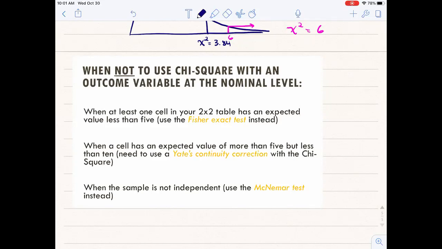So we check these assumptions, and if it doesn't work out, there's an alternative. We still have to check them. When at least one cell in your 2x2 table has an expected value less than 5, and we haven't talked about how to calculate those expected values, but we will, then use the Fisher exact test instead.